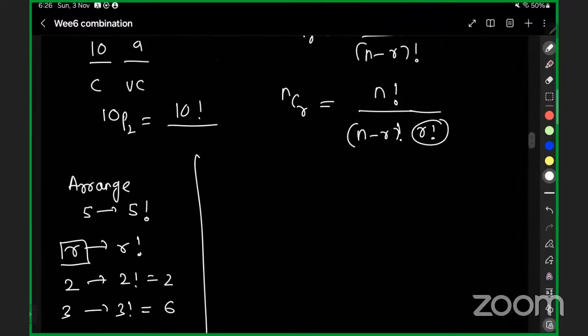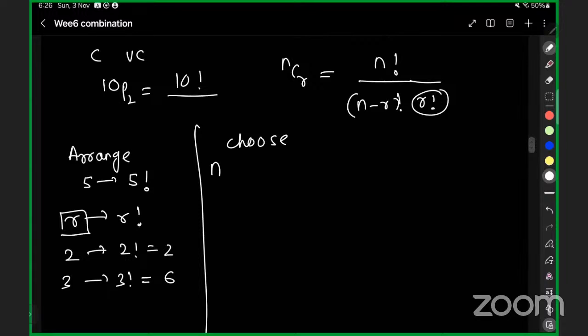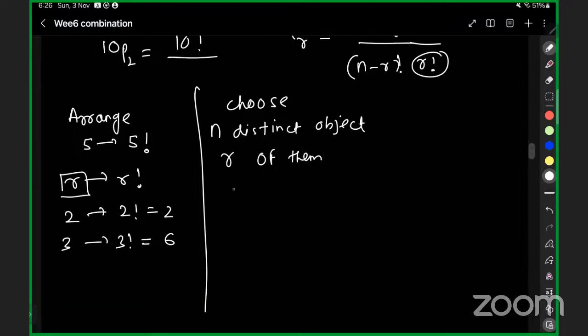Now let's say we wanted to choose something, right? So we have again some n distinct objects. I want to select r of them, right? So choosing is combination. Okay, so we'll use combination here. When something is being asked about choosing, you can apply combination, because in choosing, order doesn't matter.